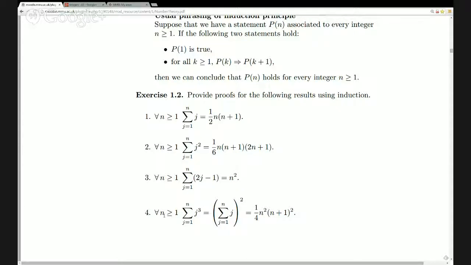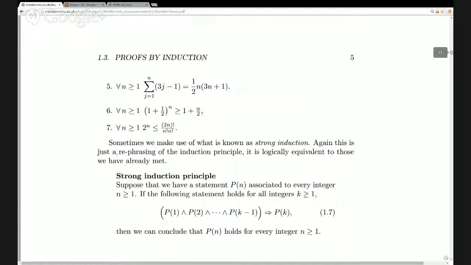Again, you can spot that pattern in question 5. Adding up every integer of the form 3j minus 1. That's an order 1 term you're adding up. Again, you get a quadratic polynomial. I'll kill myself with this wire.